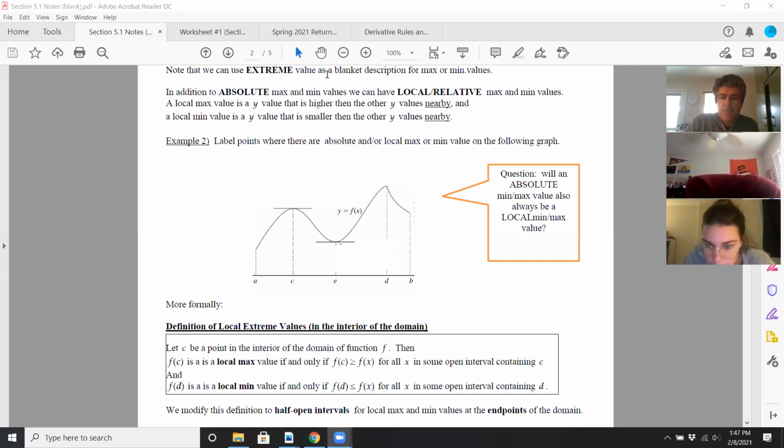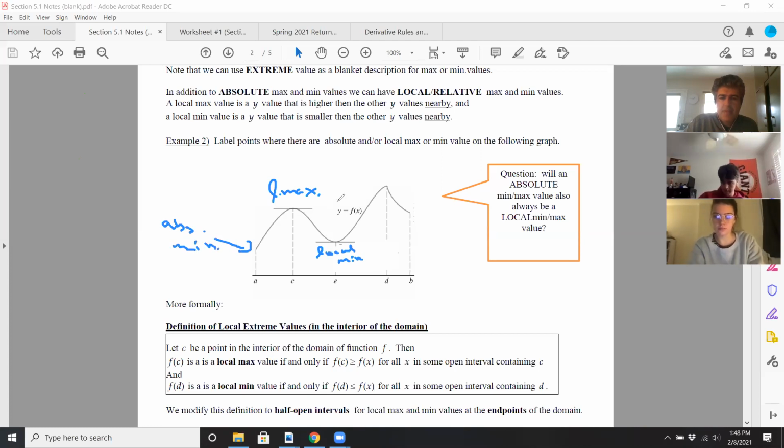So, for example, this right here, I would call a local max. And this right here, I would call a local min. But here, because this looks like the absolute lowest point, I would call this an absolute min. This right here, I would call an absolute max because that looks like the highest possible point.